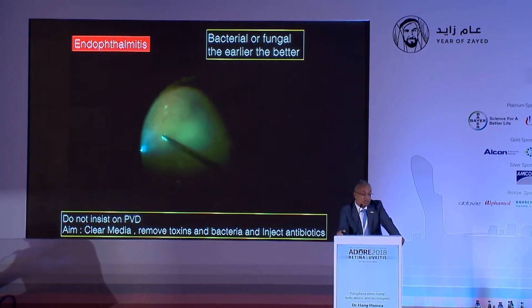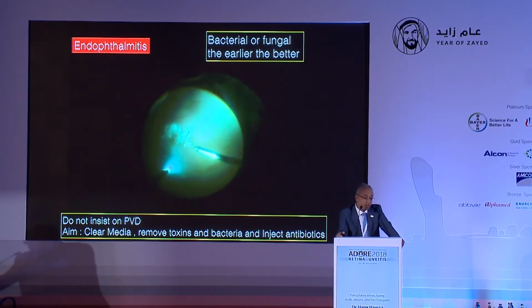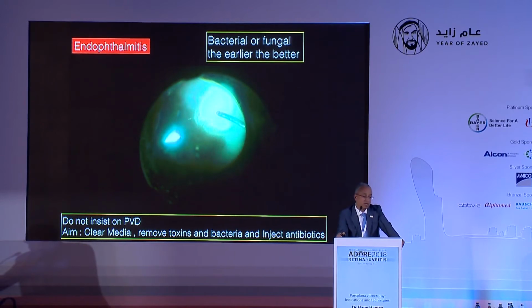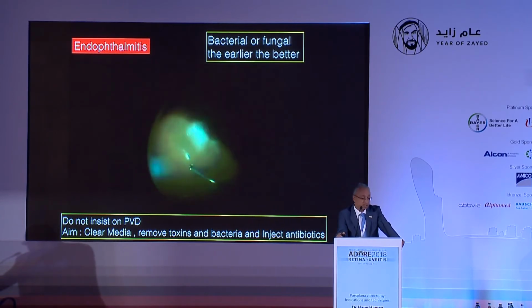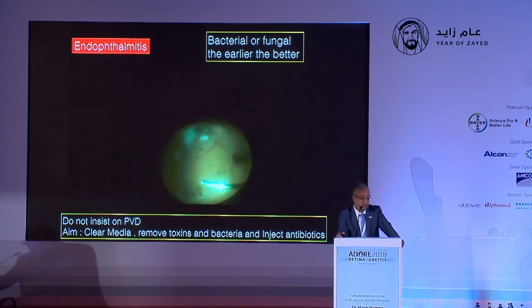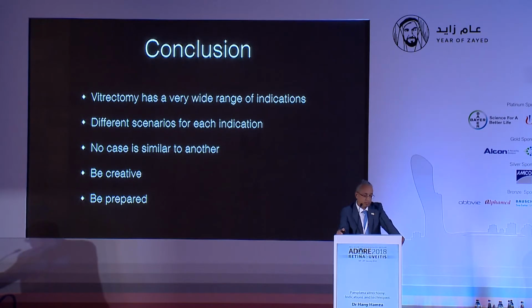One important indication is endophthalmitis, whether bacterial or fungal, and the earlier the intervention, the better your visual result. This is a case of fungal endophthalmitis, and you can see the subretinal fungal colonies. Do not insist on PVD in such cases because you may induce iatrogenic breaks in an inflamed friable retina, and the aim is to achieve clear media, remove toxins and bacteria, and deliver antibiotics.